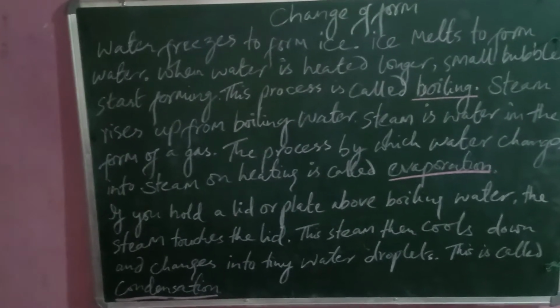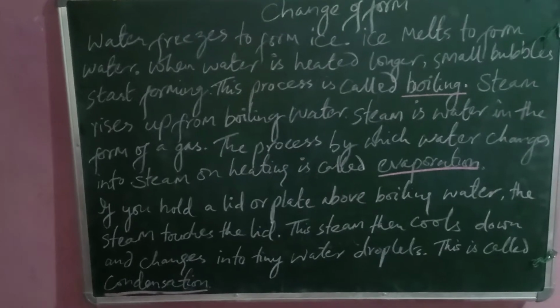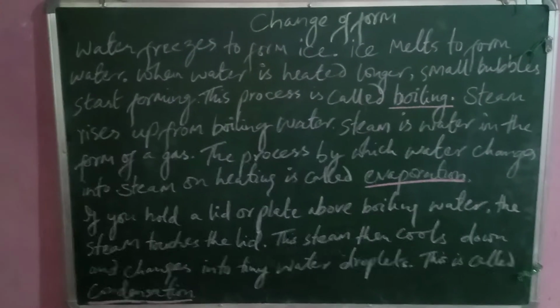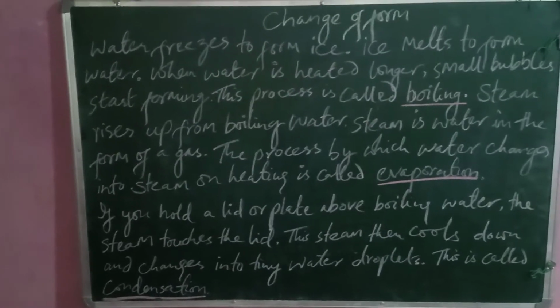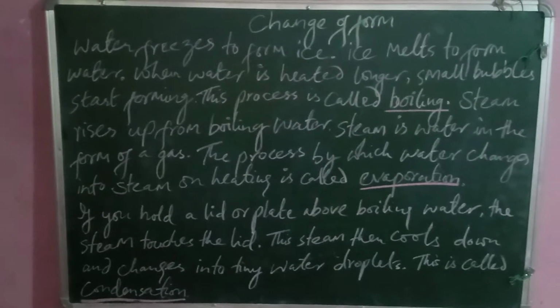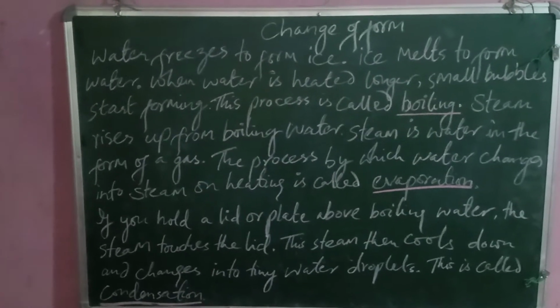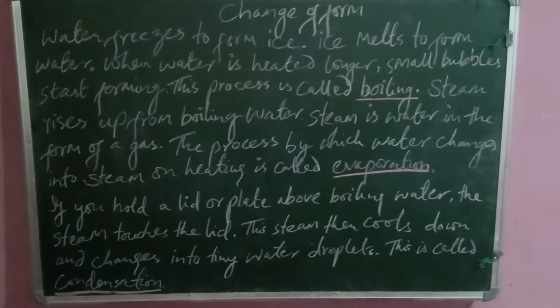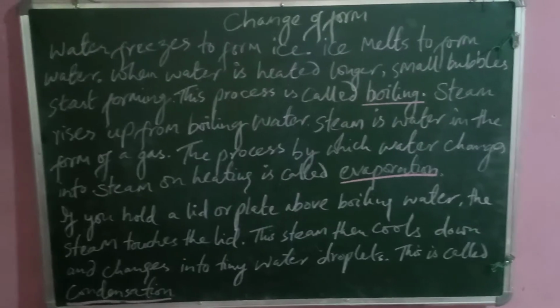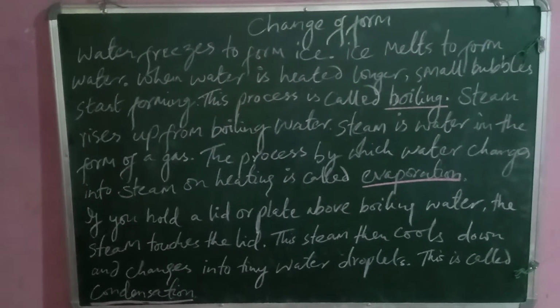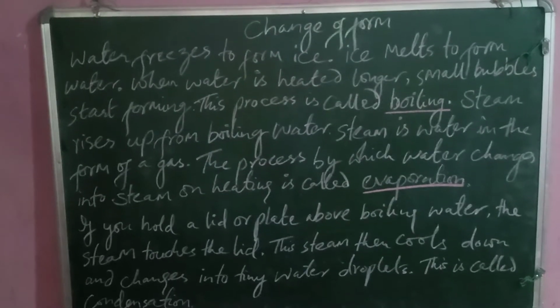So when the ice starts melting, it takes the form of water as usual. Then when the water is heated long enough that it starts to bubble, small bubbles start forming. This process is called boiling. So we call it boiling water, or the process of boiling. Then steam rises up from the boiling water.